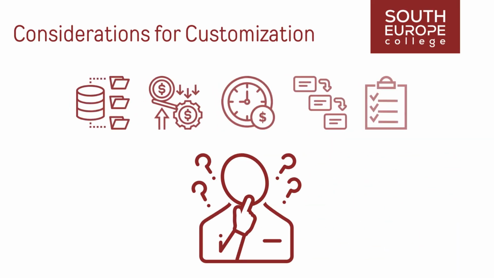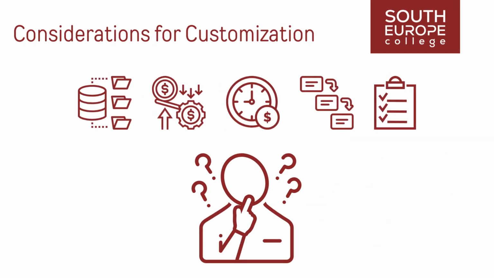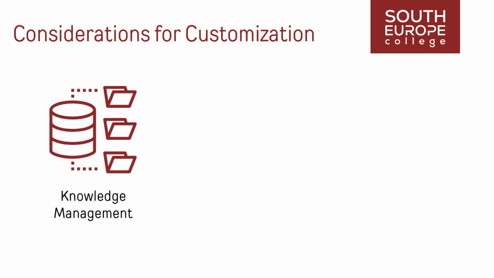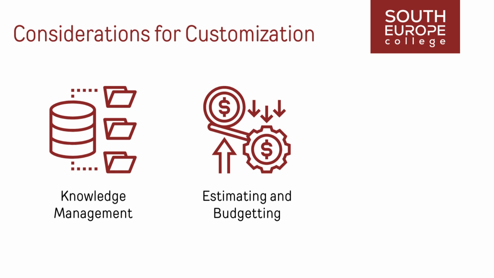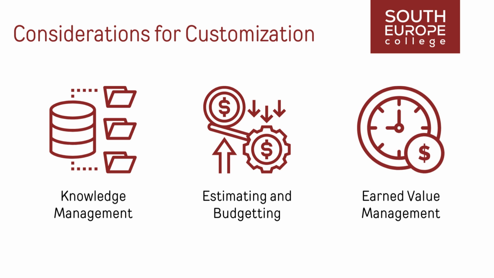Given the distinctive nature of each project, the project manager may find it necessary to tailor the implementation of project cost management processes. Tailoring considerations encompass knowledge management: assess whether the organization maintains a formal knowledge management and financial database repository. Estimating and budgeting: examine the existence of formal or informal cost estimating and budgeting related policies, procedures, and guidelines within the organization.